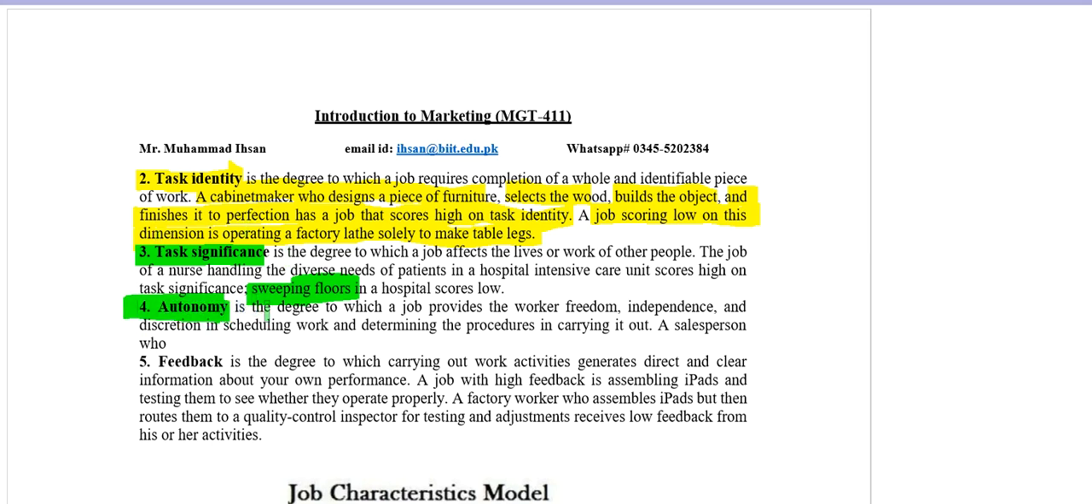Number 4, autonomy. Autonomy means power, autonomy means freedom, autonomy means independence. When a person is given any task or any responsibility, he should be autonomous to take decisions of his own. And at the end, feedback. We should always give feedback on performances in order to improve them.